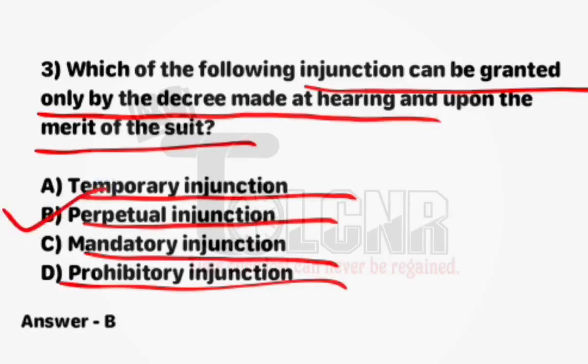Option B is correct. Perpetual injunction can be granted only by the decree made at hearing and upon the merit of the suit, right?